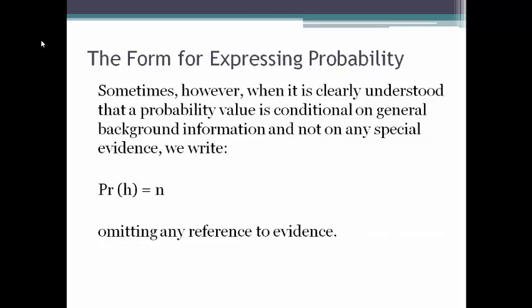Sometimes, however, when it is clearly understood that a probability value is conditional on very general background information, and not on any special evidence, we just write the probability of H equal to N, omitting any reference to evidence. That's not the typical practice. That's not what we're going to do often, but we'll see it every now and then, so worth pointing out.